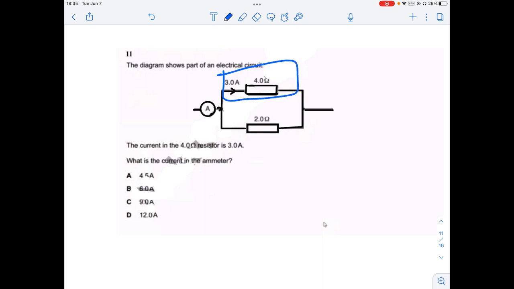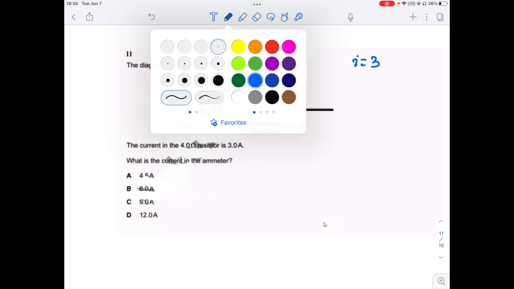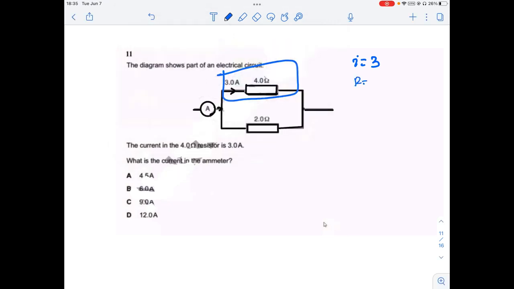So over here, we know that current equals 3 and resistance equals 4 ohms, 3 amperes and 4 ohms. V equals IR, Ohm's law. So 3 times 4, which is nothing but 12 volts. Now it's parallel. We can see that the 4 ohm and 2 ohm resistors are in parallel.